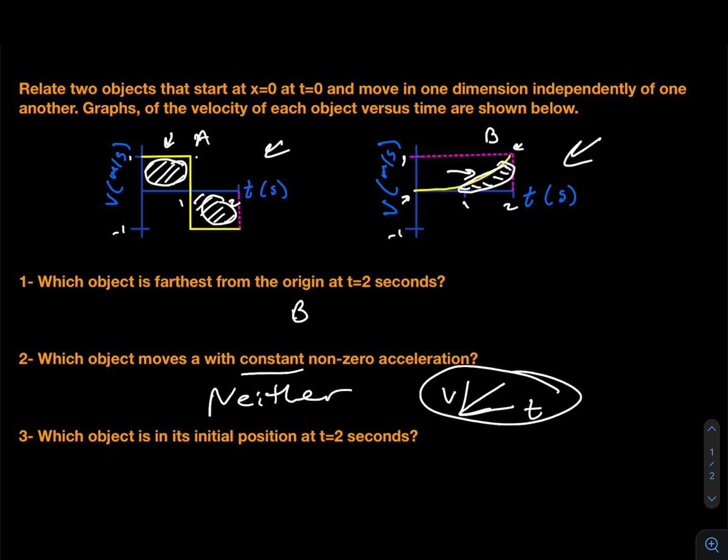It's not at its starting point. And object A is, because it went forward at 1 meter per second for 1 second. That's this part right here. And then it went backwards again, -1 meter per second for 1 second. So it just basically went forwards and then backwards again. So the answer to 3 is object A is back at its initial position.